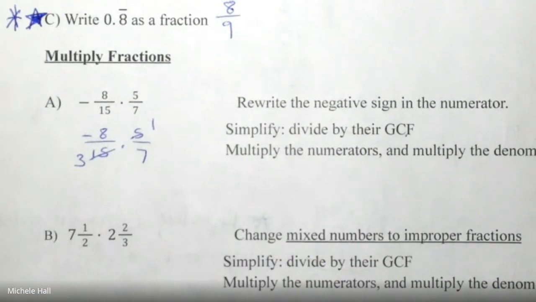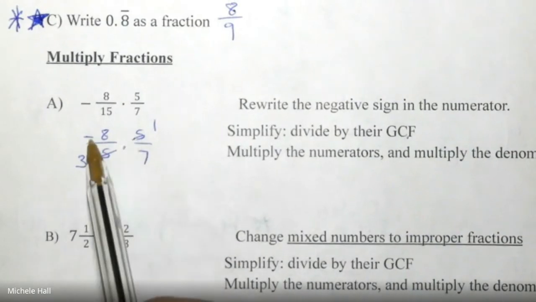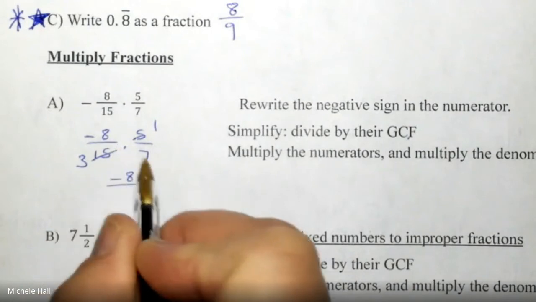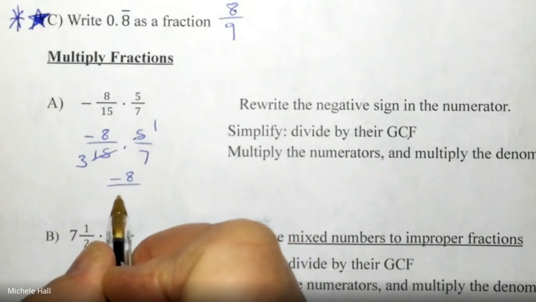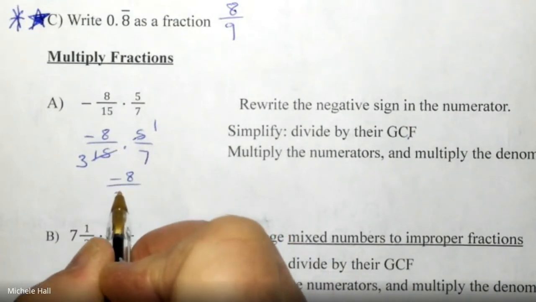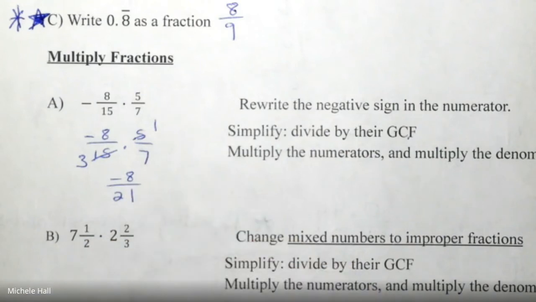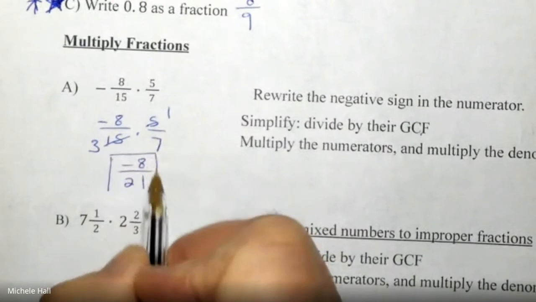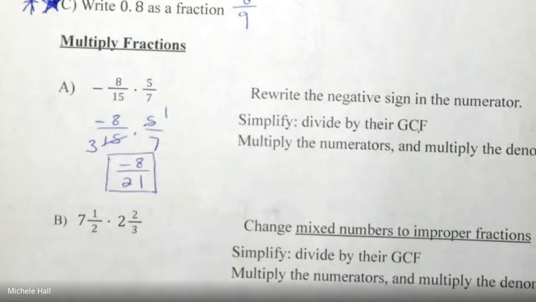And then you just multiply straight across. -8 times 1. 3 times 7. So they have nothing in common. Final answer. 2, 3, or 5 do not work for both of them.